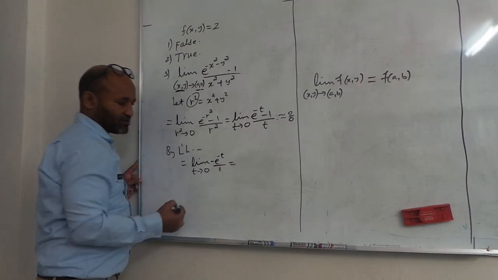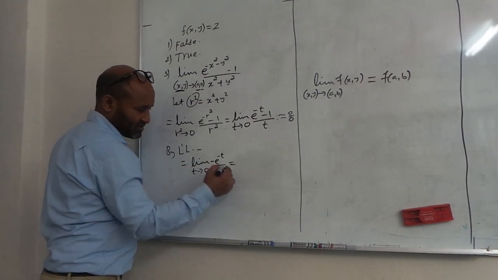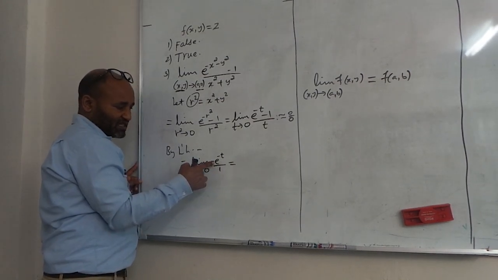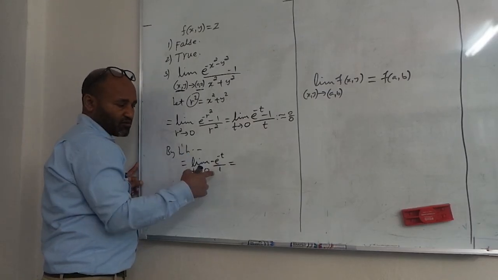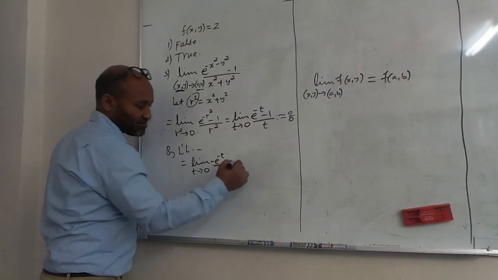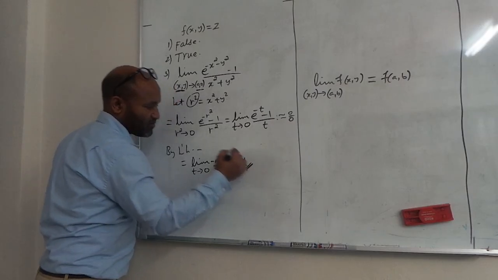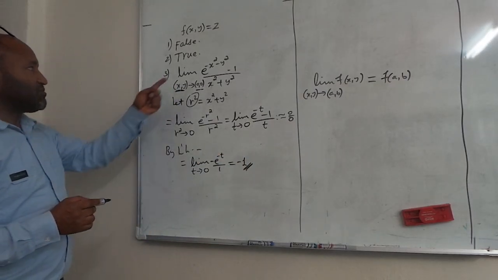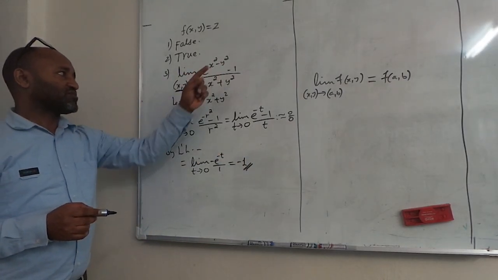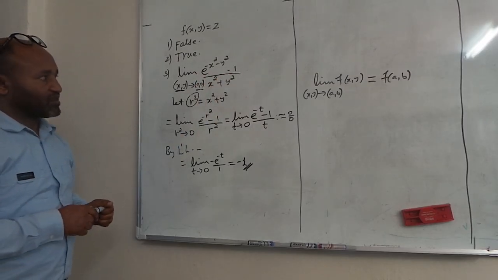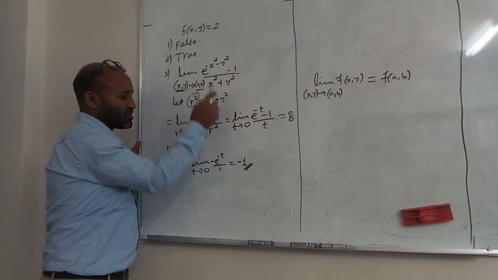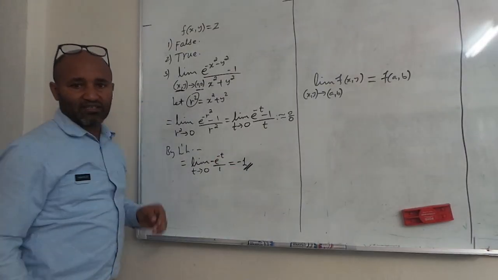So this is equal to minus the coefficient, e to the power of minus t, as t goes to 0. E to the power of 0, direct substitution, it becomes minus 1. So the limit of e to the power of minus x square minus y square, minus 1, over x square plus y square, as x comma y goes to 0 comma 0 is minus 1.